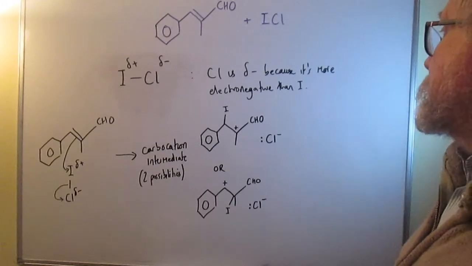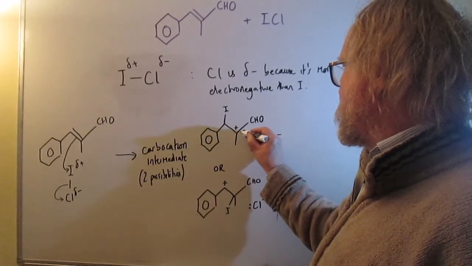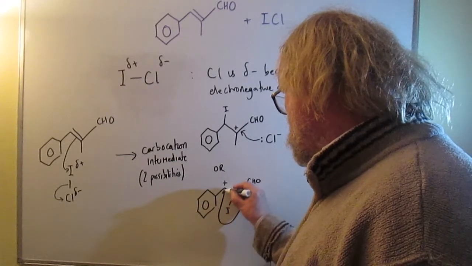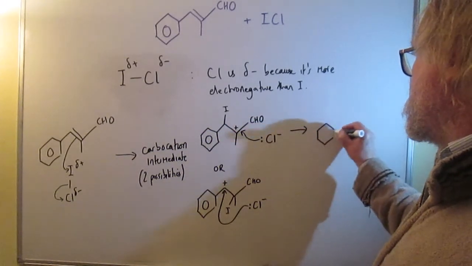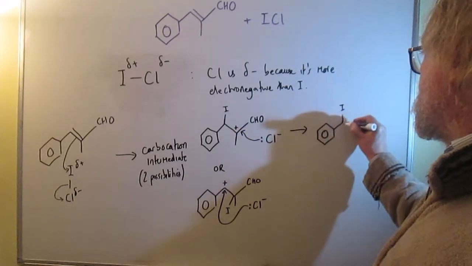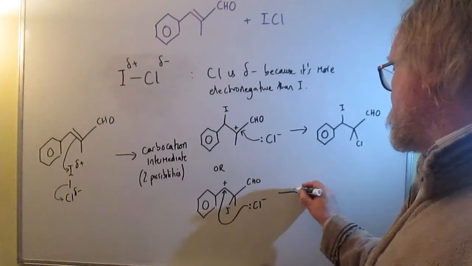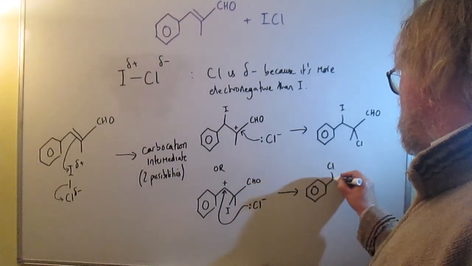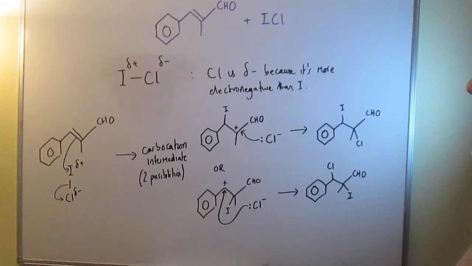So those are our two possible intermediates, and to complete the reaction, all that happens then is that that pair of electrons plugs into where the positive charge is, so either there or there. And that will give you two possible products. Either this one with the iodine attached to that carbon and the chlorine attached here, or the other way around. So the chlorine attached now there, and the iodine attached here. So those are our possible outcomes, and you have to decide which one will be the major product.